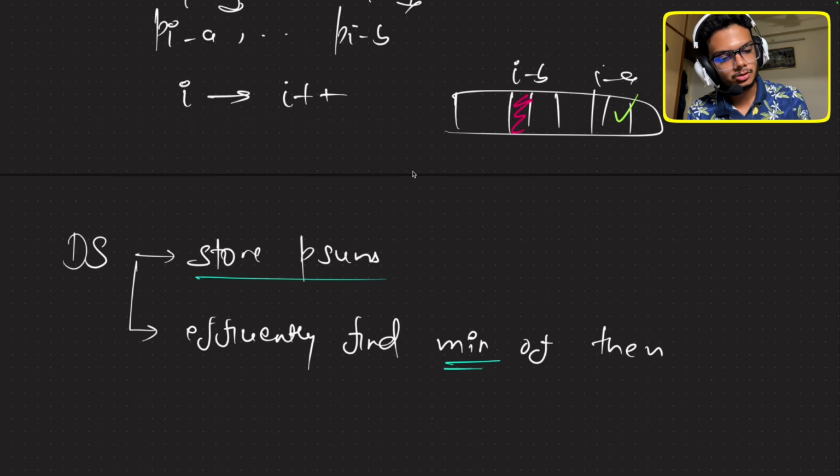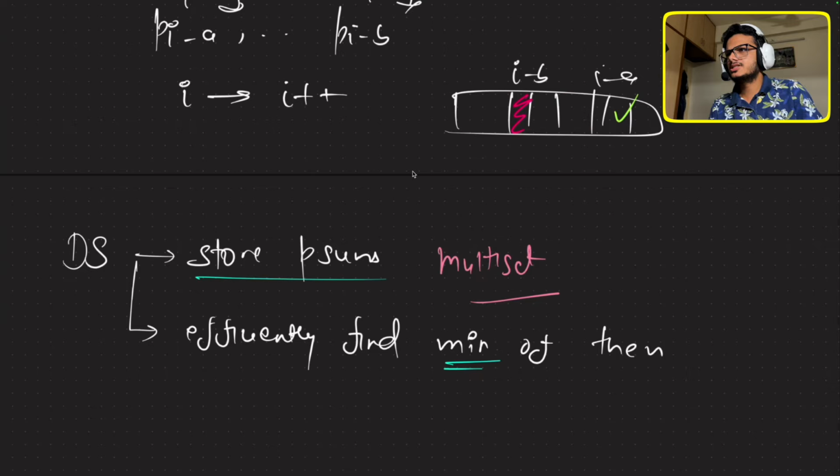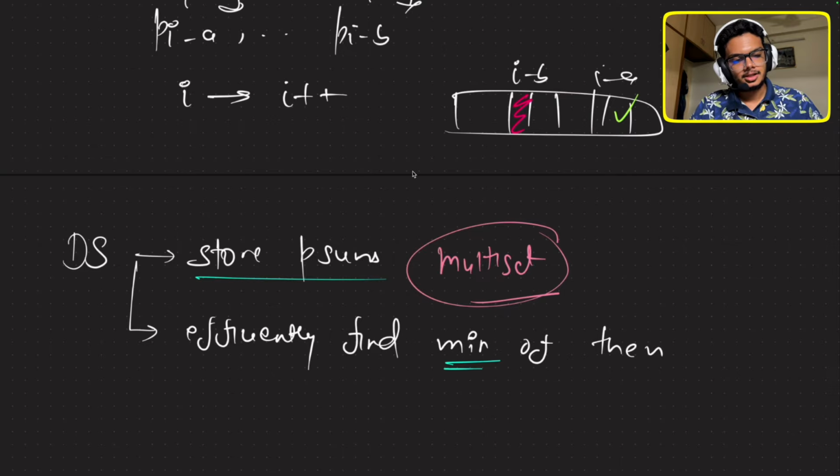So when we slide the window, we want the insertions to be efficient as well. So this gives you an idea. Then yeah, maybe we can use a multiset. Multiset because prefix sums can repeat, right? We want to store the prefix sums efficiently, and we want to efficiently find the minimum of them, right? So when we slide the window, the insertions and deletions have to happen efficiently, right? So this gives you an idea that we can store all of them in a multiset, right?